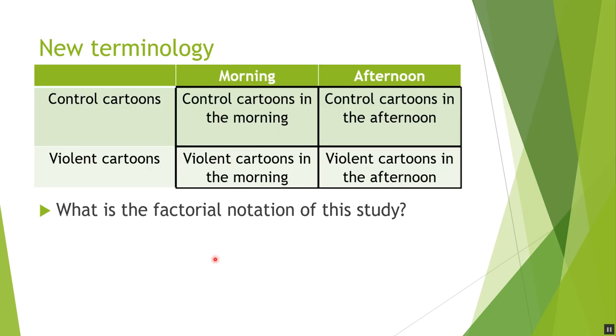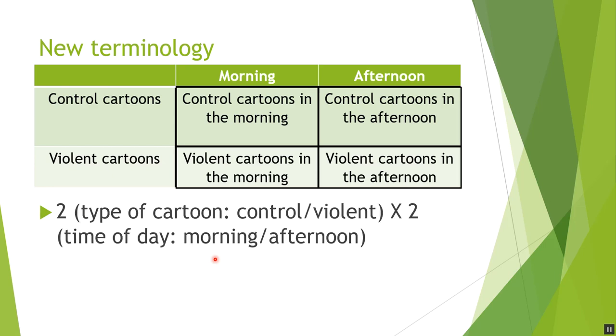Okay, so what is the factorial notation of this study? Stop your video player and write down the factorial notation and then start it up again to see if you got it right. And it is, of course, a 2 type of cartoon, control/violent, by 2, time of day, morning/afternoon.